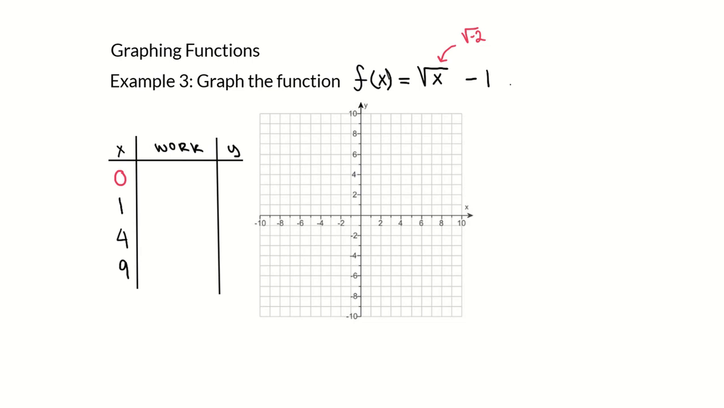So the work would be for x equals 0, square root of 0 minus 1, so just 0 minus 1, which is -1. Plugging in 1, square root of 1 minus 1 is 1 minus 1, so 0. So the point 1 comma 0 is on the graph. And then square root of 4 minus 1, plugging in 4, is 2 minus 1, which is 1. So the point 4 comma 1 is on this graph. Then plugging in 9, square root of 9 minus 1 is 3 minus 1, which is 2. So the point 9 comma 2 is on the graph. So a square root graph has this shape.